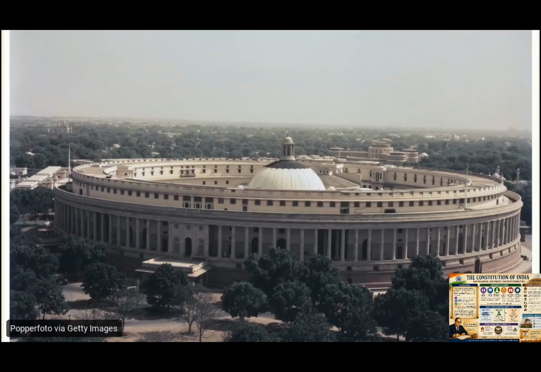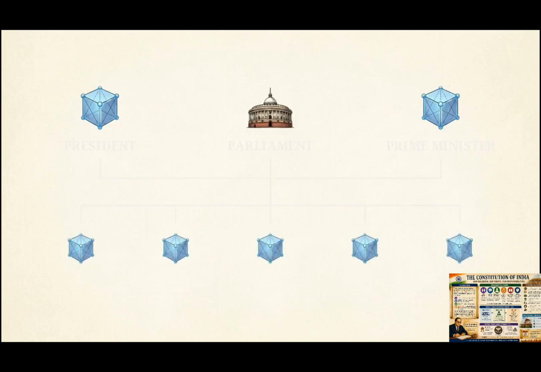Executing the will of the people at a national scale requires a clearly defined governmental hierarchy. At the center, it defines the executive and legislative branches, the president, prime minister, and the two houses of parliament. Beneath this central authority sits a parallel tier for state governance, headed by chief ministers and governors.